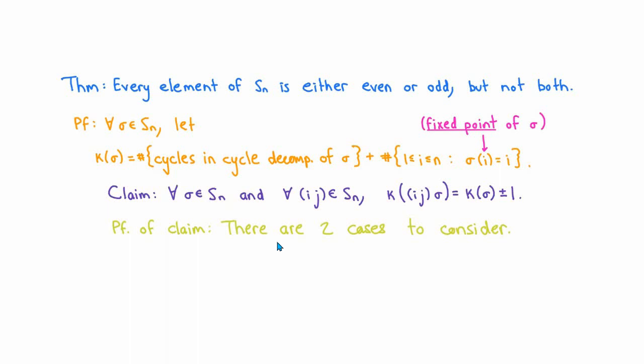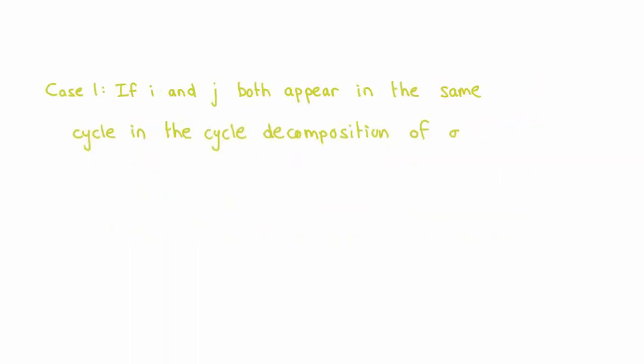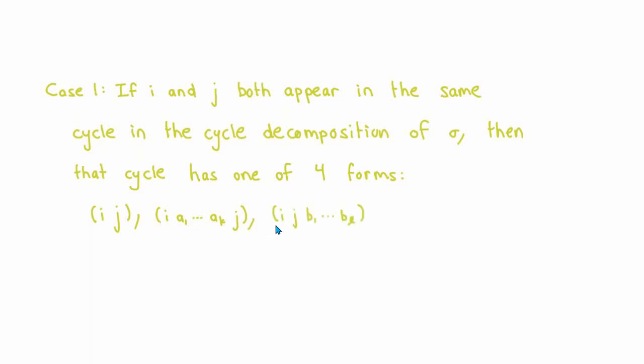We're going to divide the proof of the claim into two cases, which correspond to the two possibilities for the value of kappa of the transposition times the permutation. The first case that we're going to consider is the case when i and j both appear in the same cycle in the cycle decomposition of sigma. And in this case, there are 4 different forms that cycle can take. First of all, it could be that the cycle is just the transposition that interchanges i and j. Or it could be the case that the cycle moves i to a1 to a2 out to ak for some natural number k, and then back to j and then back to i. Or it could be the case that i goes to j and then j goes to b1 to b2 out to bl for some natural number l, and then back to i.